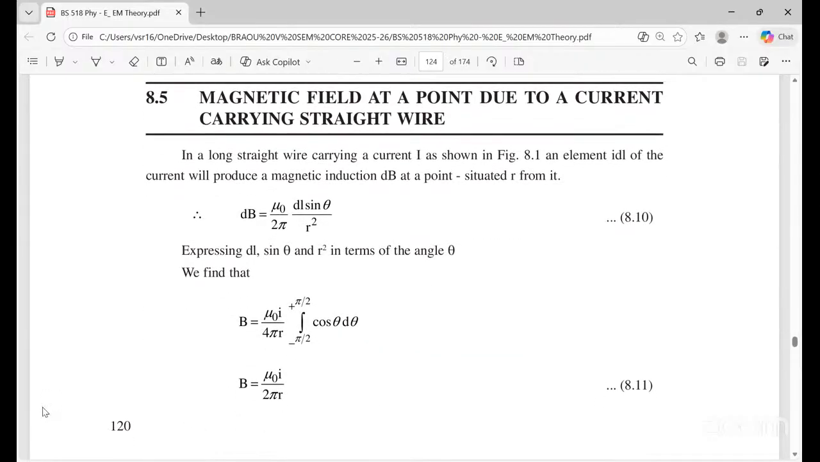So if you want to calculate the magnetic field at a point due to a current carrying straight wire, the conducting wire carries a current I. And to calculate the B value, let us assume that a small elemental length dl of the current produces a magnetic induction dB, situated at a distance small r from the conducting wire. If you integrate that value, you will get the result for the entire current conducting wire.